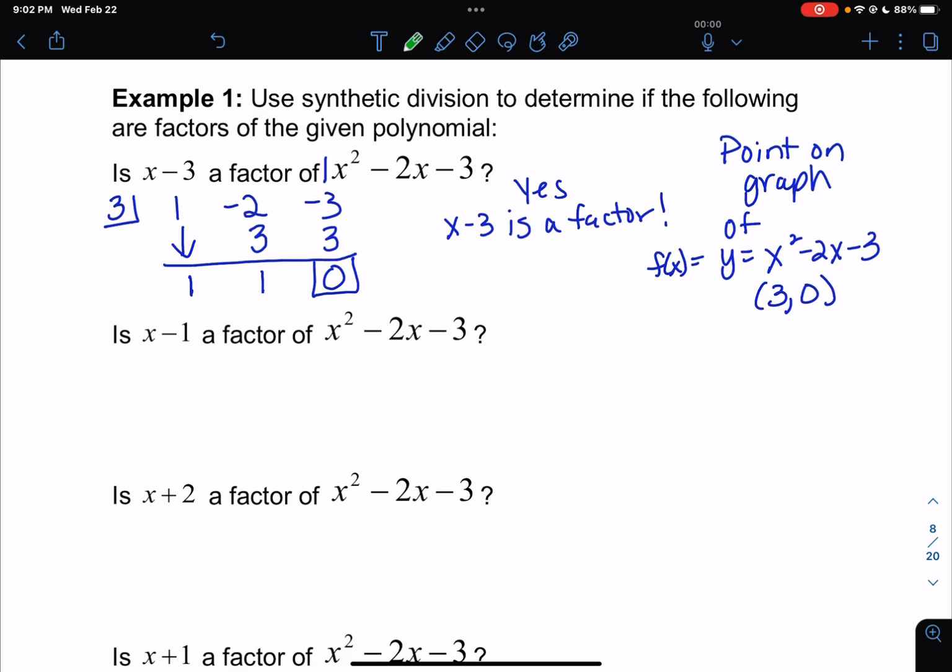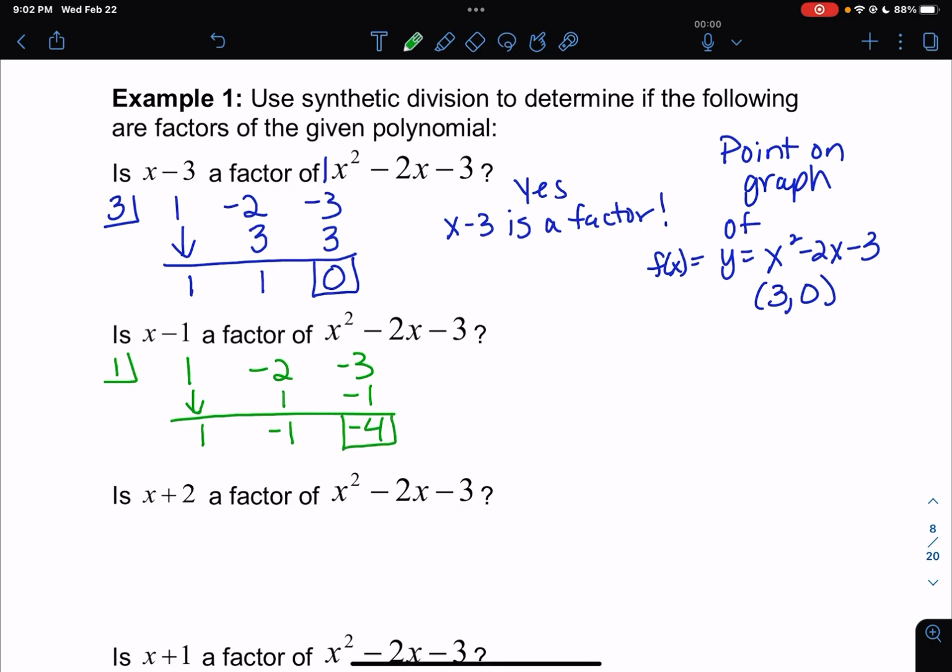Let's look at the second part. Is x minus 1 a factor? Using synthetic division, our setup involves putting a 1 in the box because we want to know if x minus 1 is a factor, and then writing the same coefficients, 1, negative 2, and negative 3. Using the method of synthetic division, we bring down the leading coefficient, multiply by the number in the box, add the numbers above the line, and multiply.